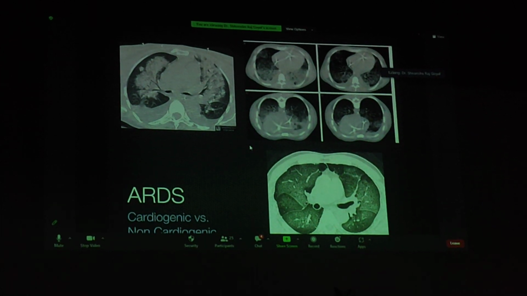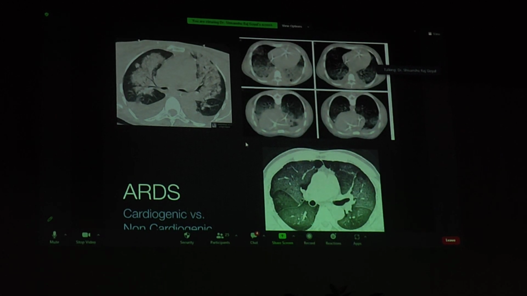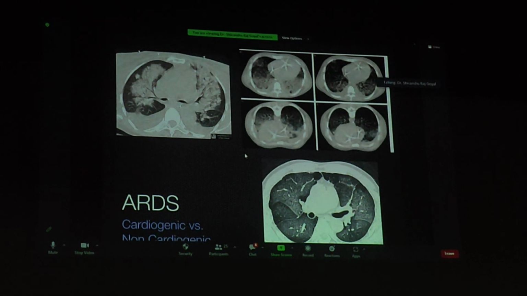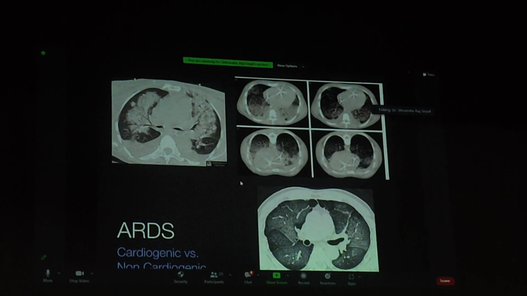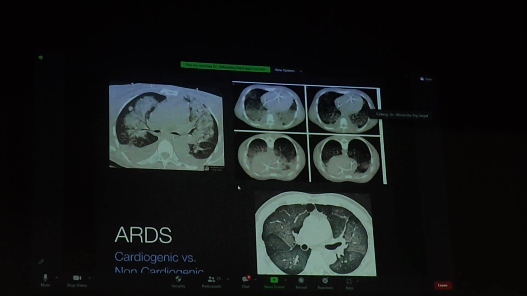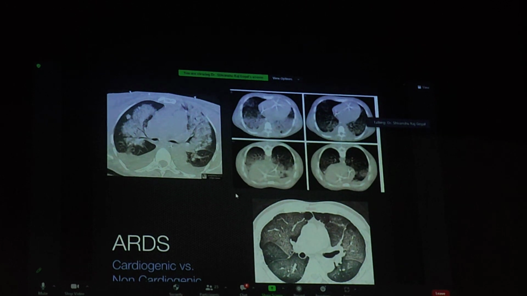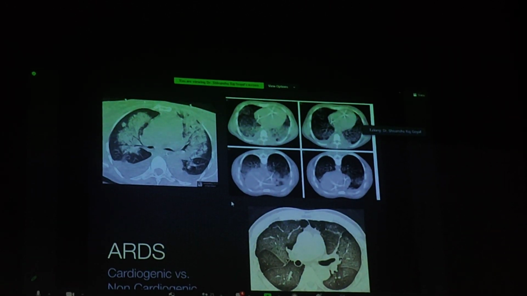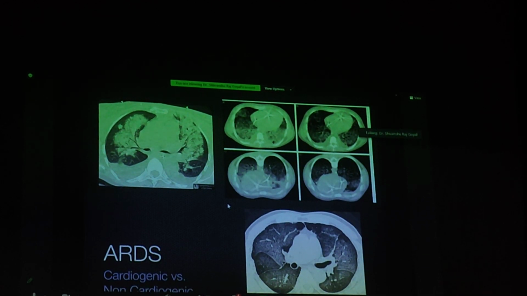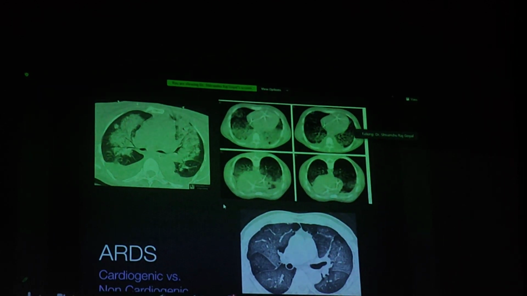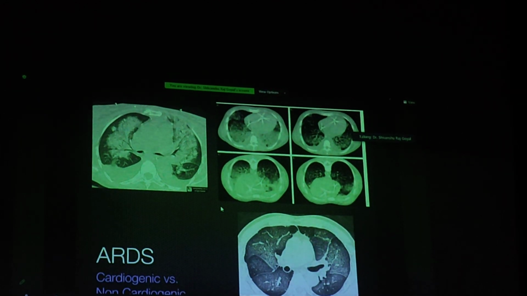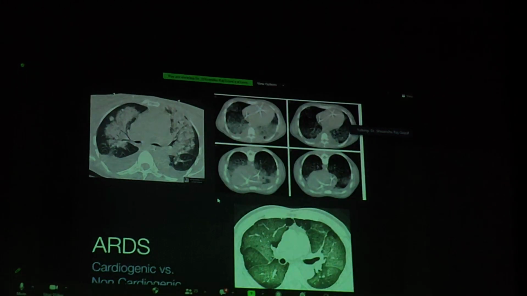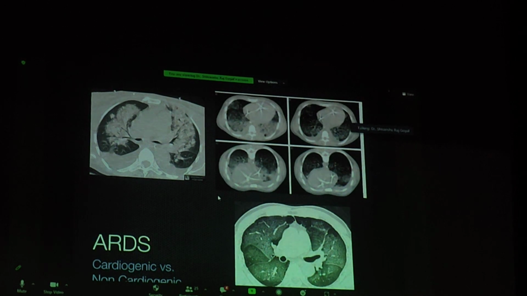Then a very important slide in terms of ICU is ARDS. ARDS can be cardiogenic versus non-cardiogenic. A typical picture of a cardiogenic ARDS is where you have opacities which are bilateral, symmetrical, bat wing shaped, associated with cardiomegaly and bilateral effusion. It is very likely suggestive of overload. These are the patients where you need decongestion or you involve the cardiologist for the management.